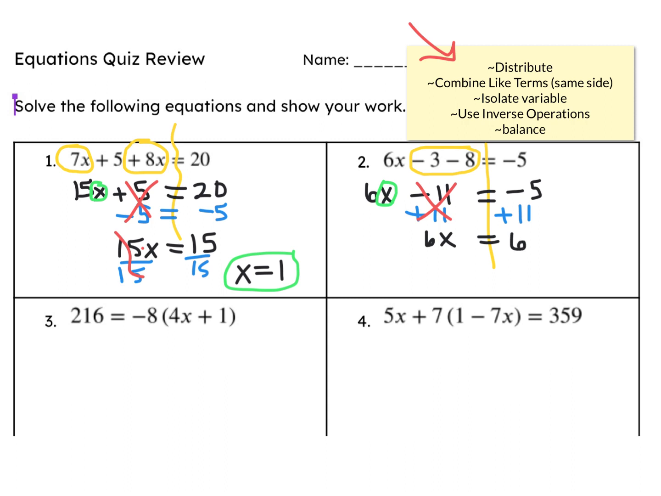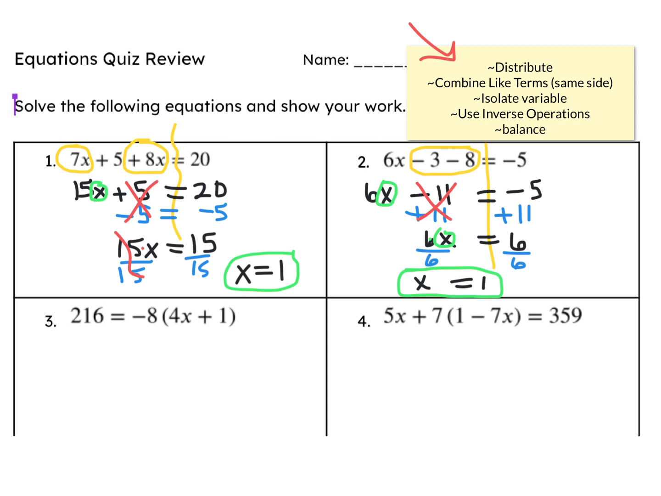We've now reached our last step in isolating the variable. This means 6 times x. The inverse of multiplication is division. We divide both sides by 6, leaving us with 1x on this side. But remember in algebra, 1x, that 1 can become invisible. And 6 divided by 6 is 1. Oh, we got the same answer as the last one.